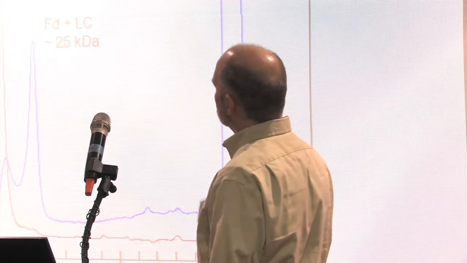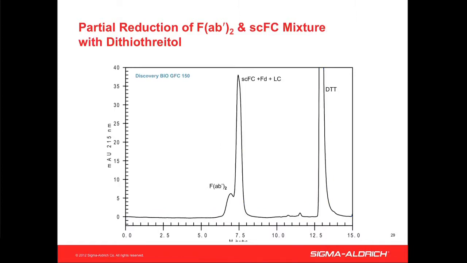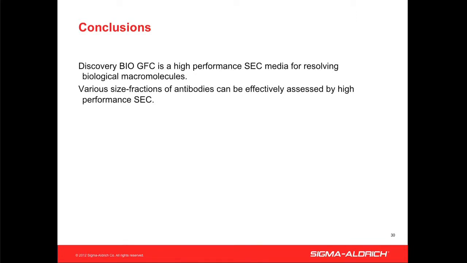Then we're doing partial reduction again of this F(ab')2, and it gets reduced. There's some of it that seems to be left over, but the Fd and the light chain fragments co-elute. They're both very close to 25,000. And again, if you do the mixture of the two cleaved fragments and reduce them, of course, as I said, those three can't be resolved. But there you see all of them. So Discovery BIO GFC is a high-performance size exclusion media that is useful for resolving biological macromolecules. And I've demonstrated to you some nice separation of antibody fragments that can be done by this method.